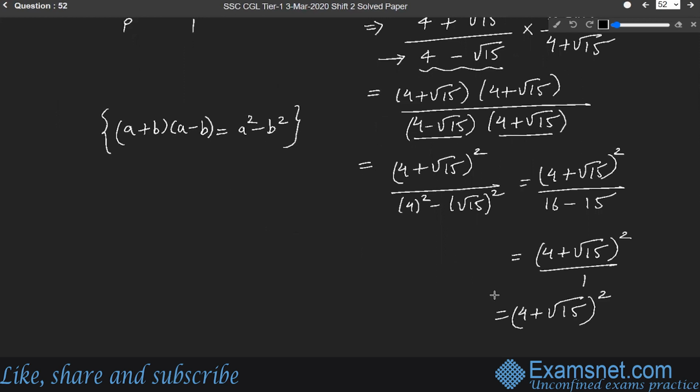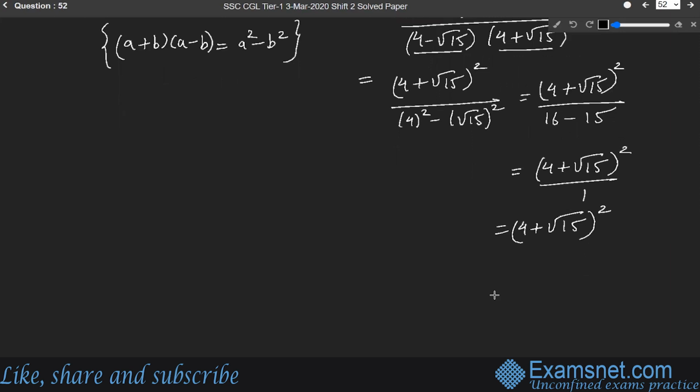Now we have to use a formula for a plus b whole square. Do you know what is the formula for a plus b whole square? It is equal to a square plus b square plus 2 into a into b. This is in the same form of a plus b whole square. So it will be a square. What is a? 4. So 4 square plus b square. What is b? Root 15.